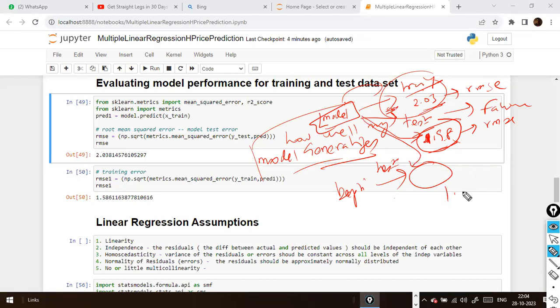If the error is 0.8 or 0.60, now that is the biggest question. Everyone will be in confusion. They don't know which one to trust. So this is called cross validation.